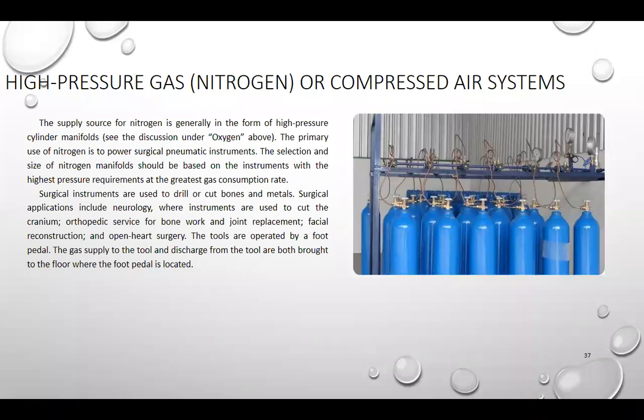High pressure gas nitrogen or compressor system. The supply of nitrogen is generally in the form of high pressure cylinder manifold. See our discussion on the screen above. The primary use of nitrogen is to power surgical pneumatic instruments. So the selection and size of nitrogen manifold should be based on the instrument with the highest pressure requirement at the greatest gas consumption rate.